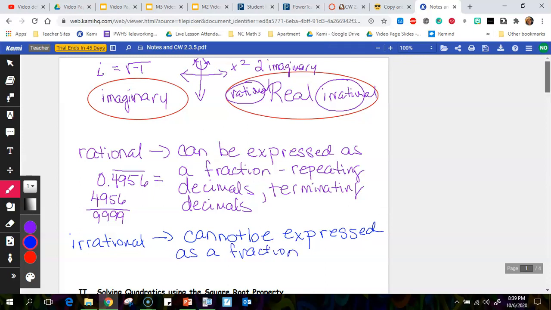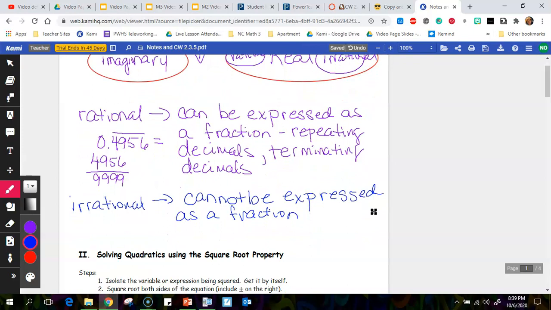So what we include in this is what we would call a non-terminating or non-repeating decimal. Let's talk about what those look like. Irrational numbers would include numbers like pi, which we write as 3.14, but it's actually 3.14 and it keeps going forever and it doesn't ever repeat itself.